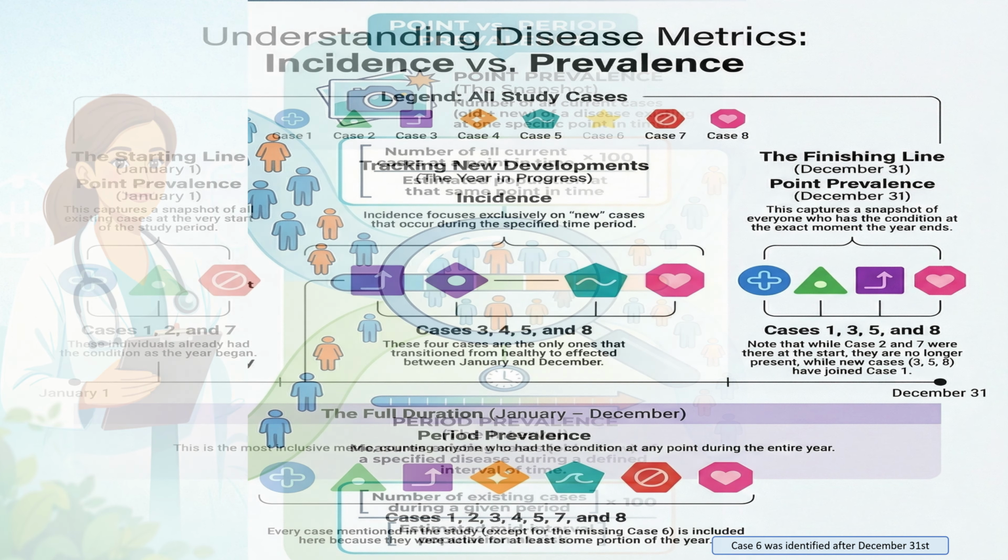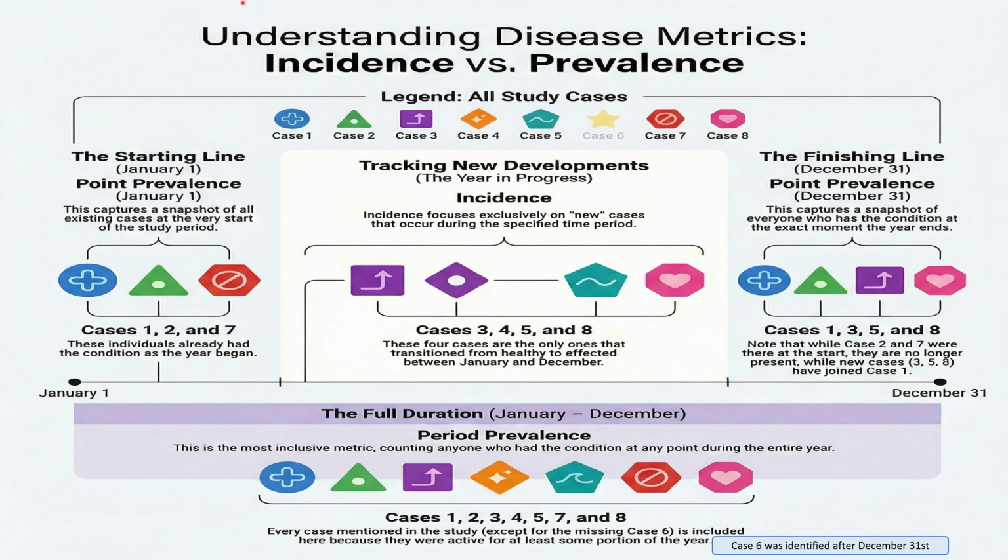Now, what is the difference? Let's understand an important comparison. Incidence: only new cases occurring during a time period. In prevalence: all cases, old plus new cases. Imagine a timeline. At the beginning, some people already have the disease. This contributes to prevalence. During the year, new people develop the disease. This contributes to incidence. By the end, prevalence includes both existing and new cases.